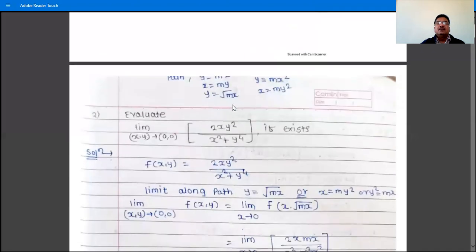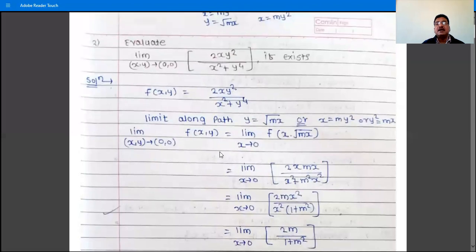So these are some paths: y is equal to mx, x is equal to my, y is equal to root mx, or y is equal to mx squared, x is equal to my squared. That depends on the example. So in this example, take the path y is equal to root mx, or x is equal to my squared, or y squared equal to mx. Take any one out of these.